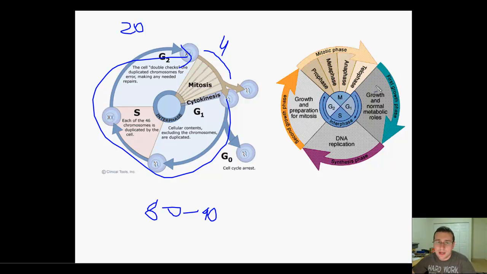So basically, right after division completes, the cell starts a growth phase where it goes from the small daughter cell and it grows to a normal-sized adult cell. And that will include the duplication of the organelles, synthesis of a lot of proteins, in addition to all the normal metabolic activities that cells will have to undergo.